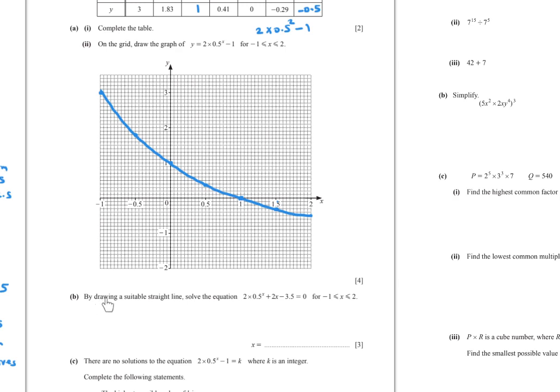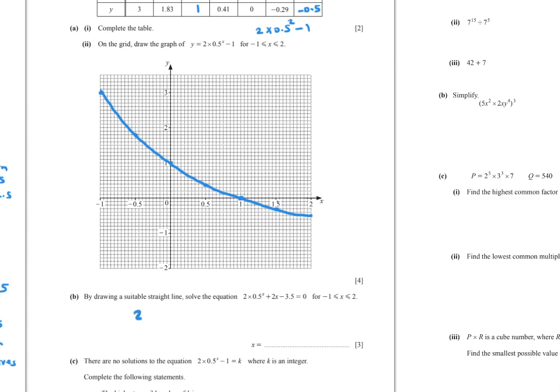B. By drawing a suitable straight line, solve the equation 2 times 0.5 power x plus 2x minus 3.5 equals 0. To solve this equation by drawing a line, you need to keep the original function to the left, so the suitable line will be to the right. So now 2 times 0.5 power x, keep this in the left hand side.